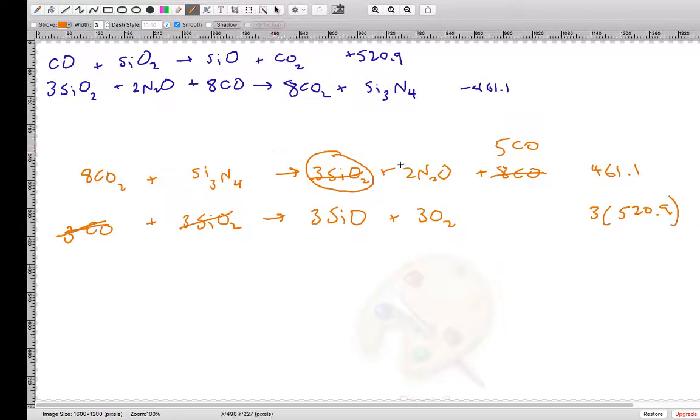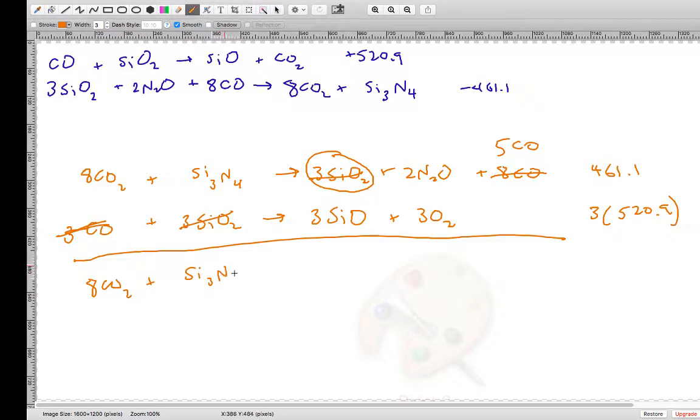Okay, let me add these equations together. One of these equations is not balanced in the oxygen. All right, so I've got 8 CO2 and Si3N4 making 3 SiO plus 3 oxygens plus 2 N2O plus 5 CO. Where did I get these oxygens? I got them from the CO equation. Oh, I see. There's no typo. I just copied this down wrong. This is not 3O2. It's 3CO2.